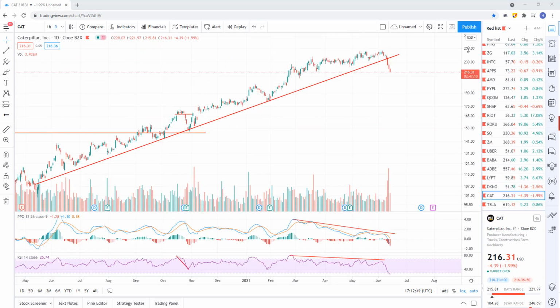Look at CAT. This is an industrial. It just shows the weakness that the money is coming out of the industrials and the financials, and it's kind of going into tech a little bit. That's really what I see.